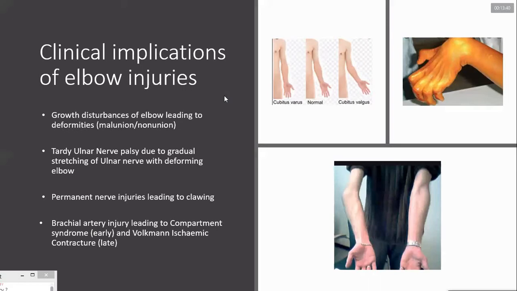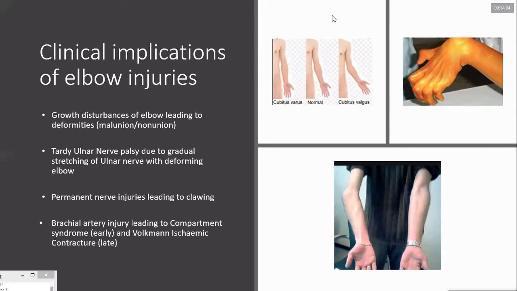There are many clinical implications. Because it's a growing area, you can actually have malunion or non-union, leading to all these kinds of deformities, such as cubitus varus, which is a reduced carrying angle from the normal, or cubitus valgus, which is an exaggerated carrying angle. So it is quite a deformed elbow.